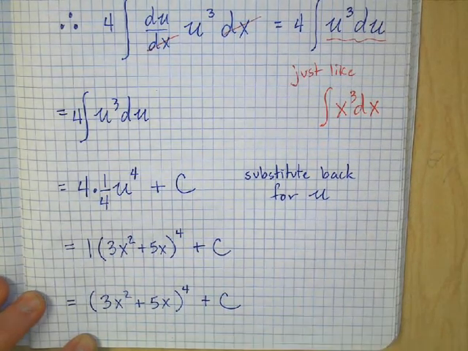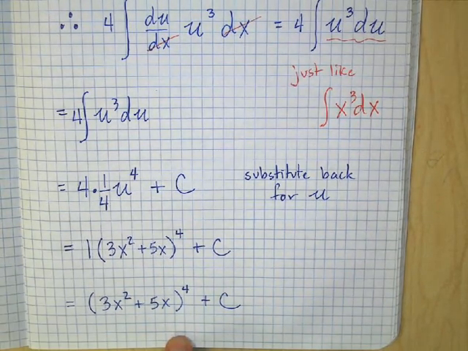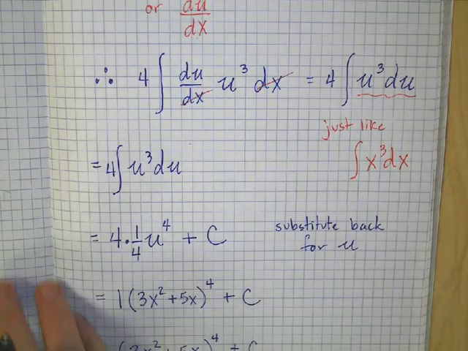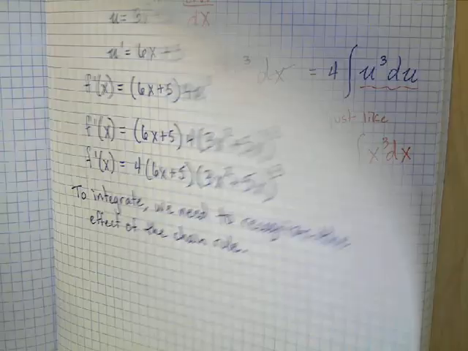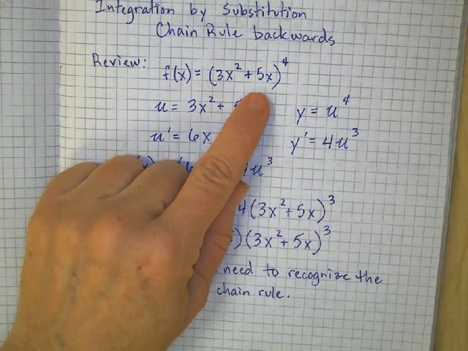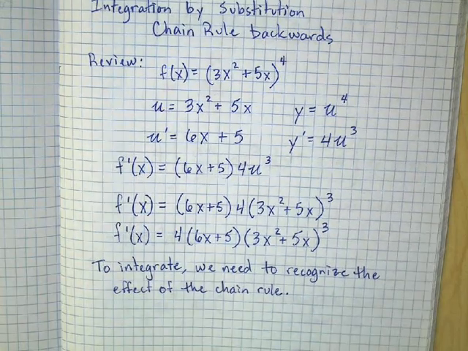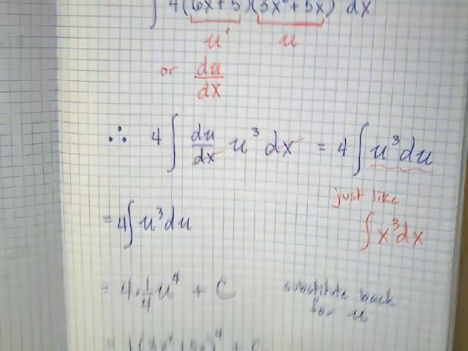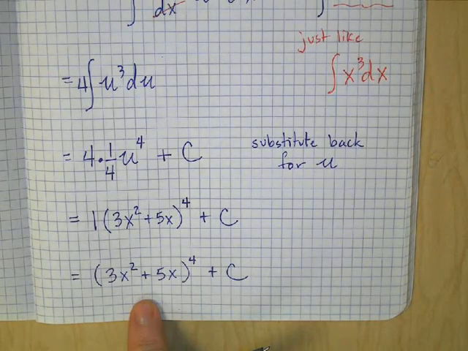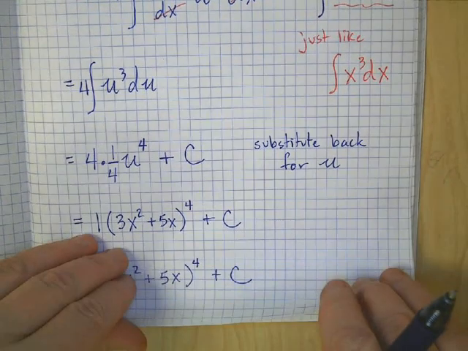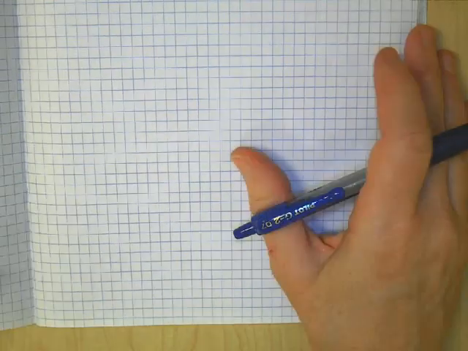Okay, so remember, we were going backwards from the chain rule that we used before. So let's see how we did. If we go back, did I actually do it right? 3x squared plus 5x to the power of 4. Notice there was nothing else added over here, so our constant of integration would be 0. And there it is. So we got it correct. Okay, so that was kind of easy because we knew where we came from. So let's do an example where we don't know where it came from.